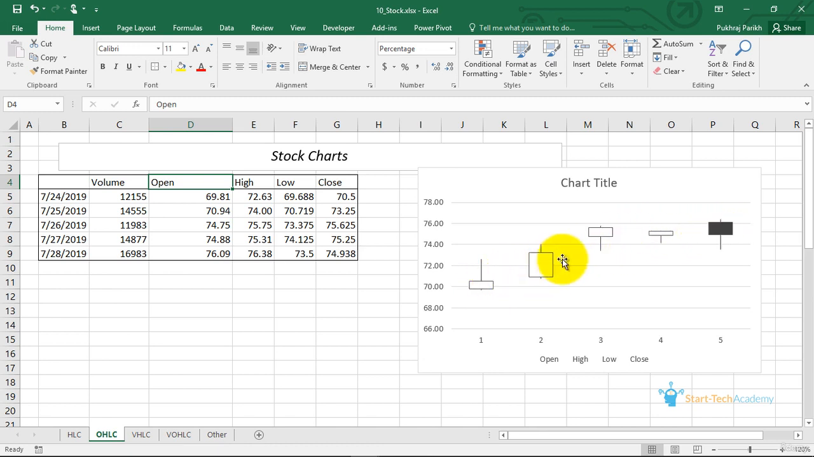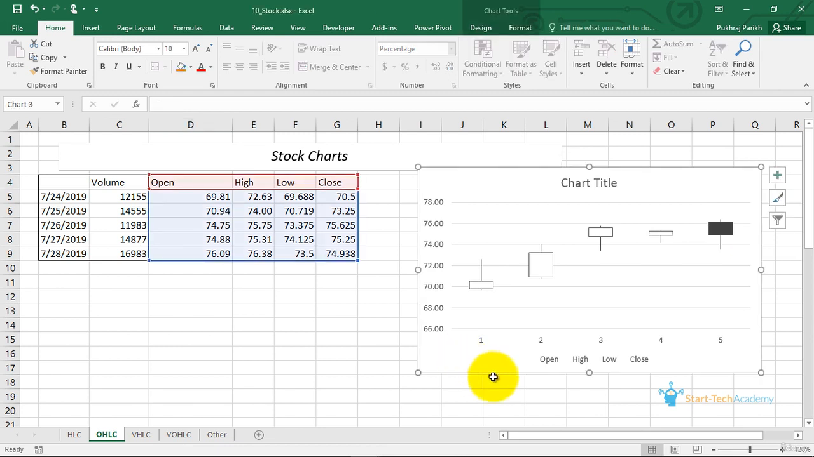So you can see for these 4 days, the opening price was lower than the closing price. So there is white color. And for this box, the opening price is higher than the closing price. That is why it is in black color. That is, over this day, the stock started at a lower price and ended at a higher price. For all these 4 days, this is what has happened. But for this 5th day, the stock started at a higher price, but it ended at a lower price.